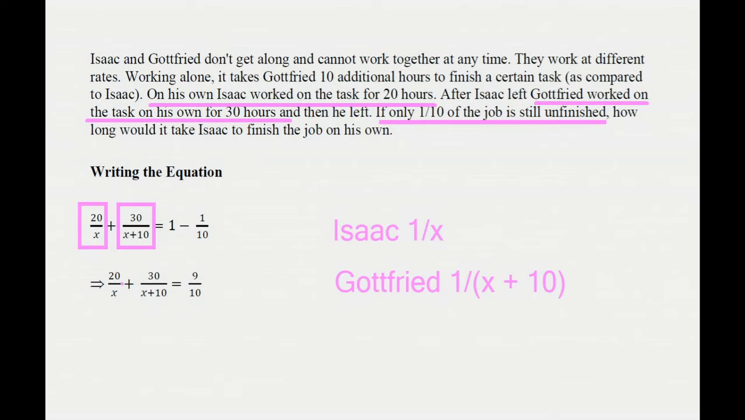So once again, this is very important. You want to make sure you genuinely understand where this equation is coming from. 20 divided by X plus 30 divided by X plus 10 is equal to 9 over 10. Once you have the equation, you are in good shape. Now all we have to do is solve this equation, which is not very difficult to solve.